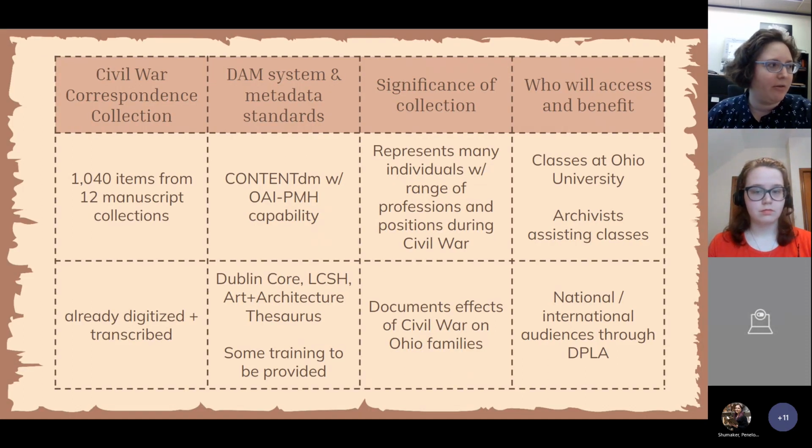So this is kind of a breakdown of the different sections of the grant application that Penelope talked about and how we kind of filled those. And we talked a lot about the collection itself. So for us, it was the Civil War correspondence collection, which had over 1,000 items from 12 different manuscript collections. It was already digitized, already transcribed, already in CONTENTdm, and already had some really basic metadata with it.